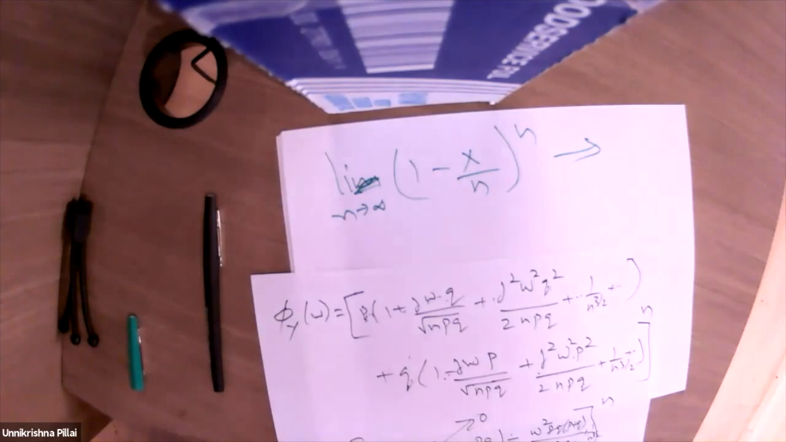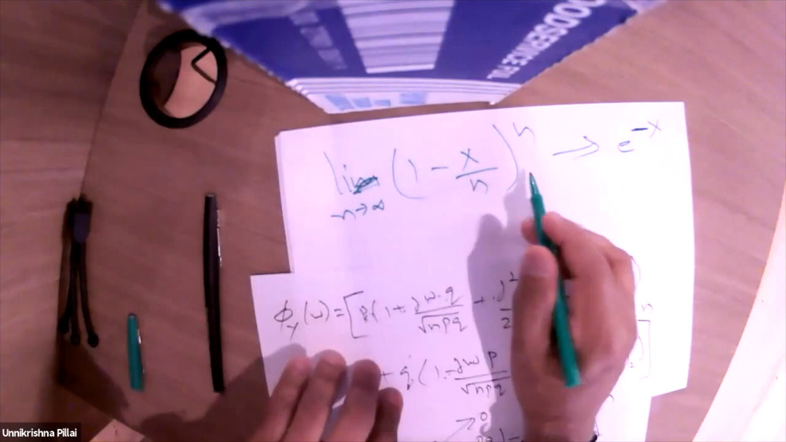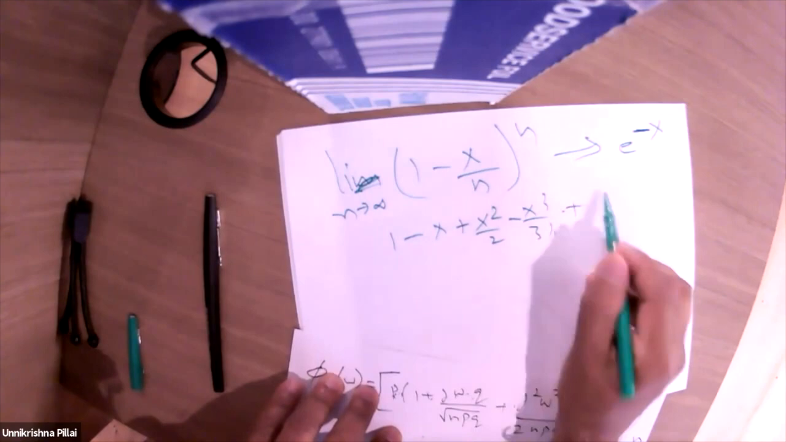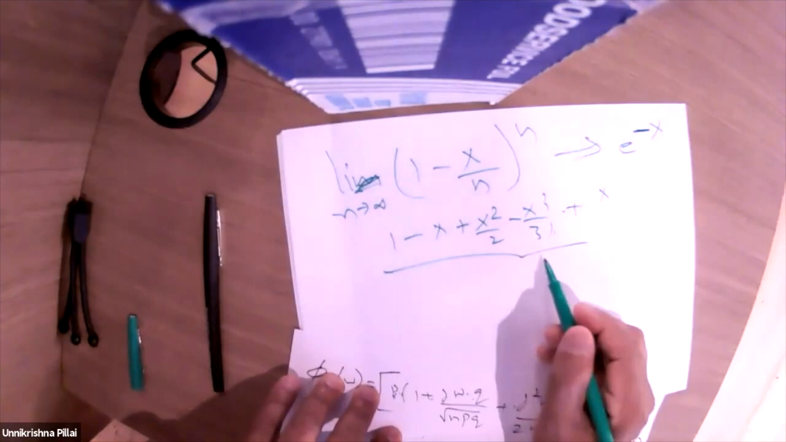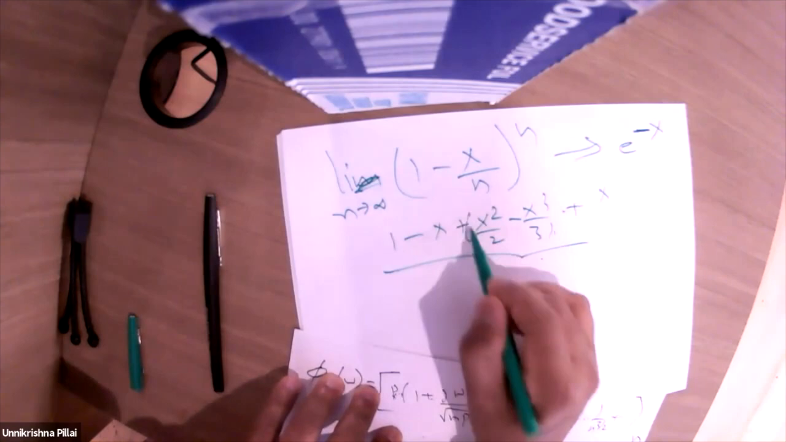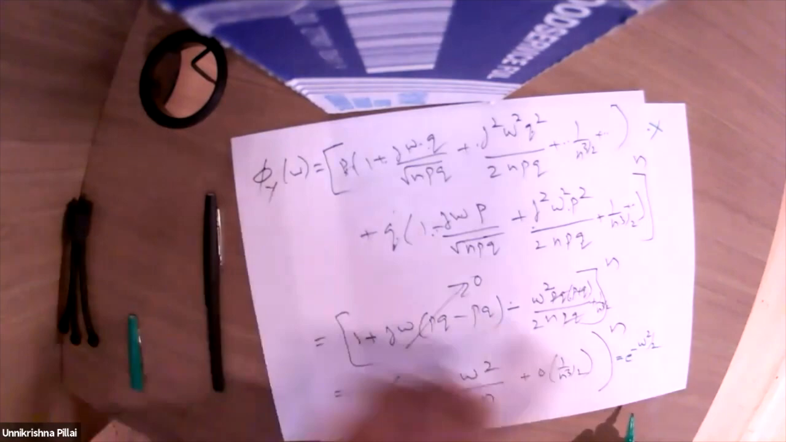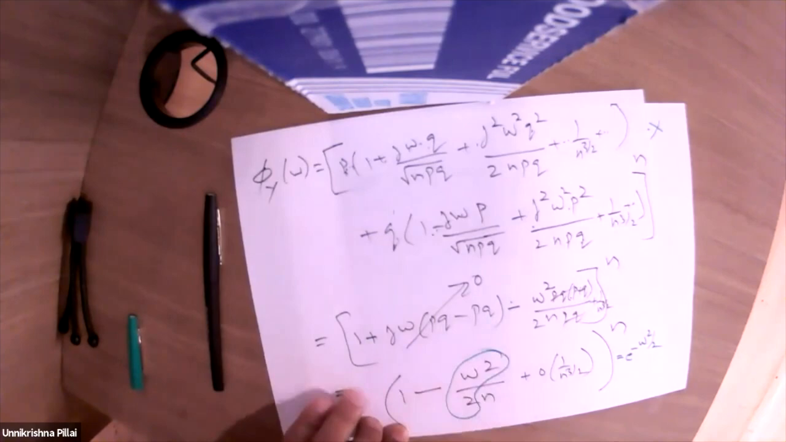So how do you prove this? I suggest you go home and expand this as binomial. Then you will see 1 minus x plus x squared by 2 minus x cubed by 3 factorial, etc. There will be some n terms. Then you push n to infinity, you will get the expansion of e raised to minus x. So if that is the case, this is just the expansion of e raised to minus omega squared by 2. It's the characteristic function of y, because this is your x with a minus sign.